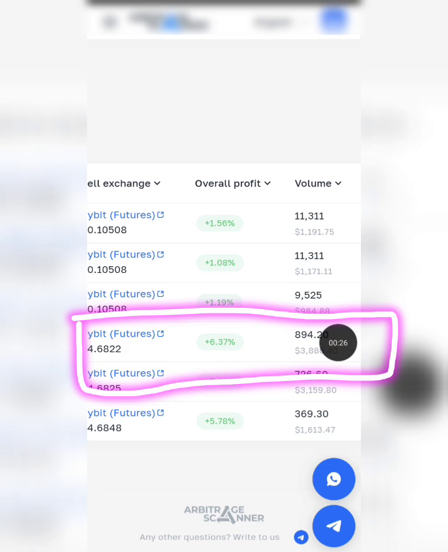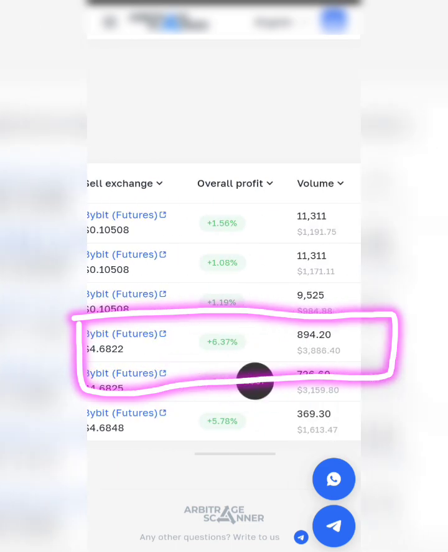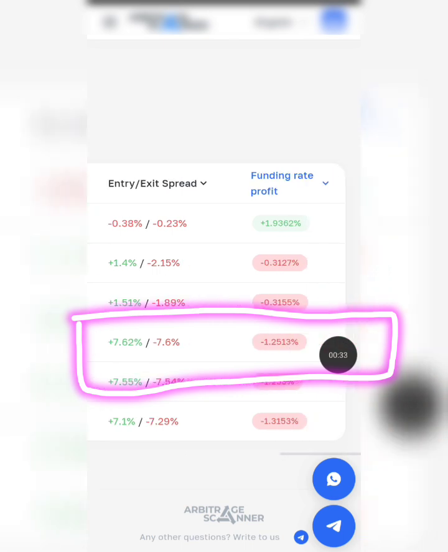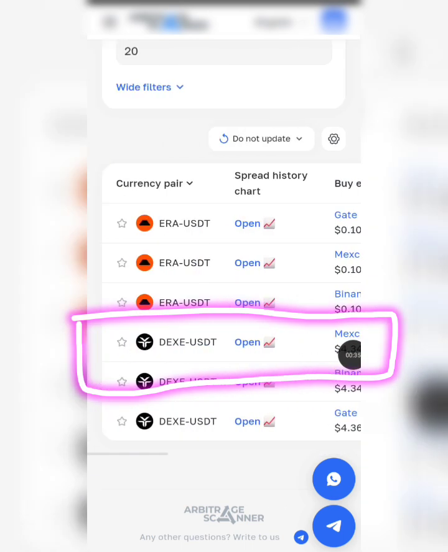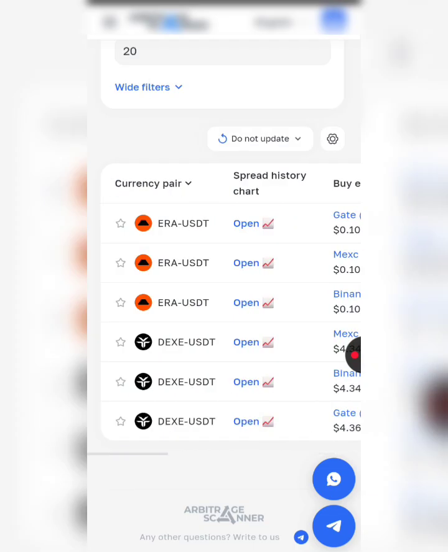But in a situation where the price of this token converges on both exchanges, the overall profit will compensate for that. Okay, so that's basically how you can do this too. Those are the two things you need to have at the back of your mind if you are performing the futures to futures arbitrage.